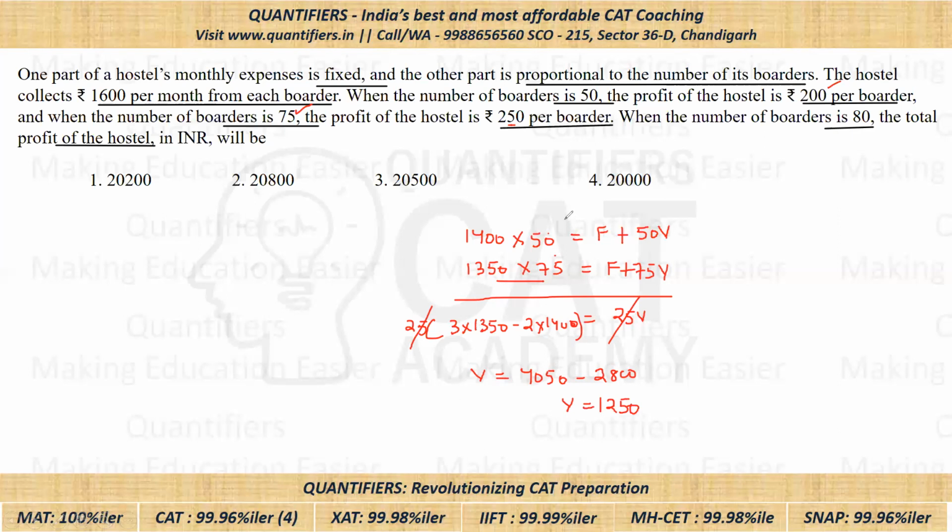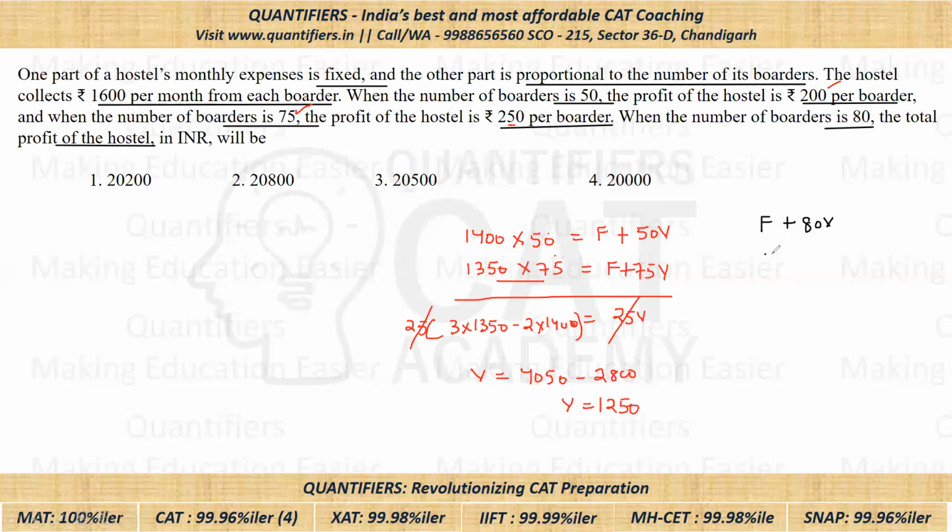Now let's look at the question. The question is, if the number of boarders is 80, what will be the total profit? So if the number of boarders is 80, let us try to figure out the actual cost. Can I say actual cost would now be F plus 80 times V? Now students, one way of doing it is you can figure out the value of F and put the values of F and V in this equation.